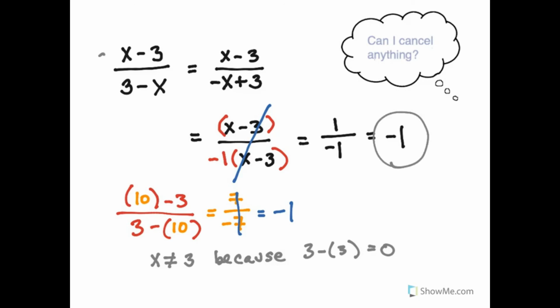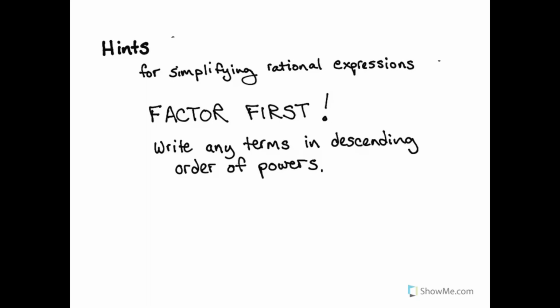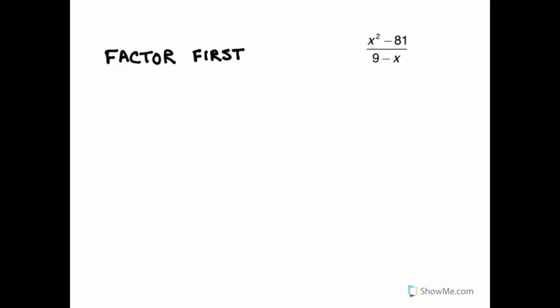These are called opposite factors, and they're a really tricky part of factoring. So here are my hints for simplifying rational expressions. First, if terms are in a different order in the numerator and denominator, rewrite them so that they're in descending order of powers. And factor a -1 if the leading coefficient is negative.